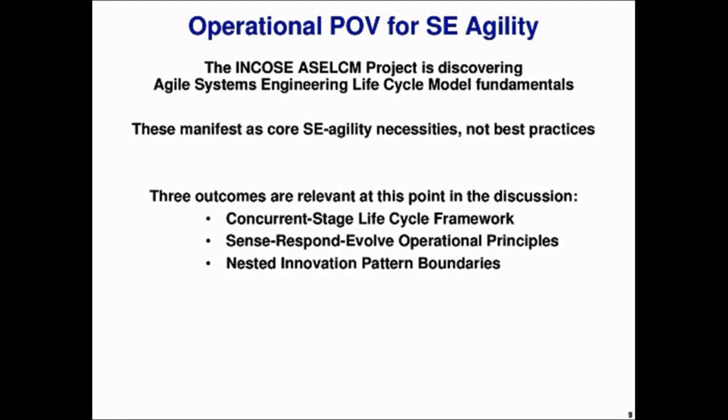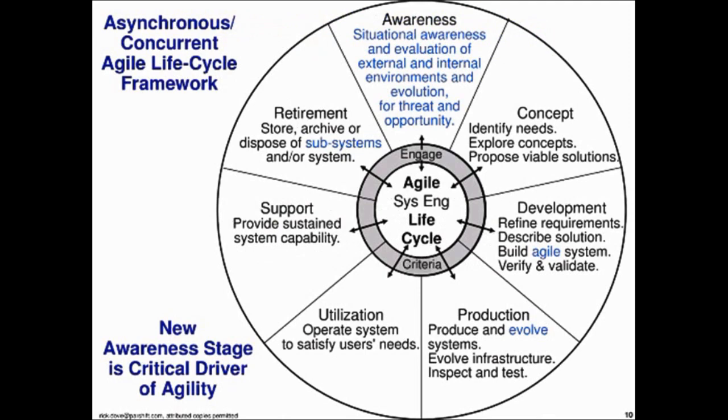So what we've come to understand here is that these manifest as core system engineering agility necessities, not best practices. So I'm not going to show you best practices. I'm not going to show you Scrum or SAFe or things of that ilk. I'm going to look down underneath all of those and say what fundamentally makes them work. 3 outcomes are what we'll look at, and I'm not going to read the bullets here. We're going to go through the material and see what they look like.